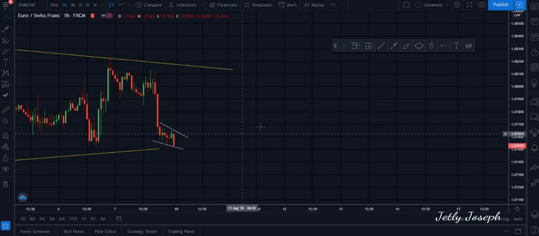We mainly trade the 1 hour time frame. Look for that candle if it's formed or not. If it's formed, you take it. If not, you just wait. That's it. It's that simple.